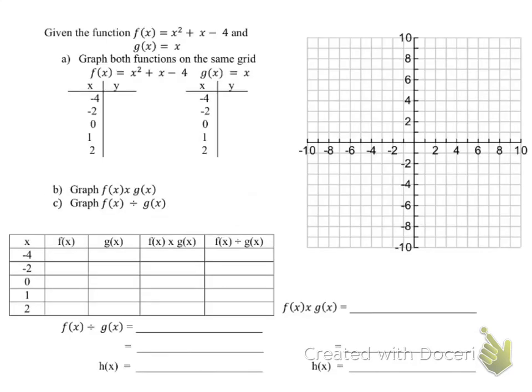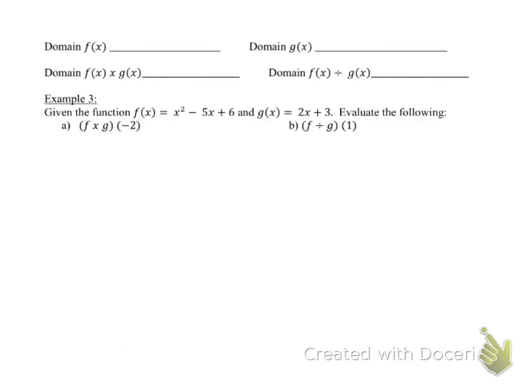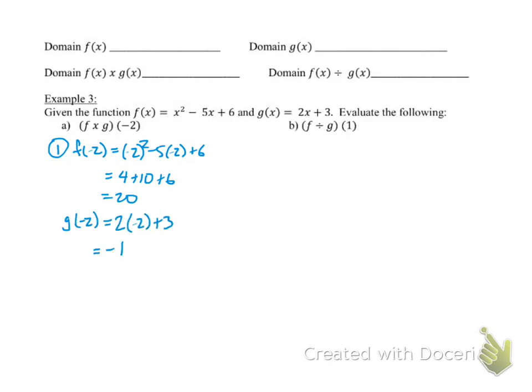Okay. So here's another example. I'm going to let you do this one yourself. And now let's look at this. So if we want to do f times g at -2, all we need to do is f at -2, calculate that. G at -2, calculate that, and then multiply the two, and we get -20.